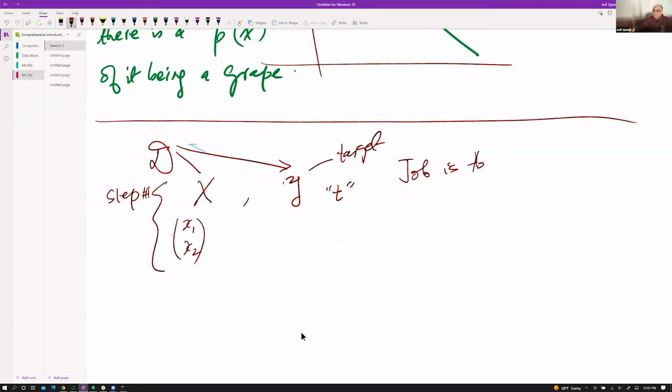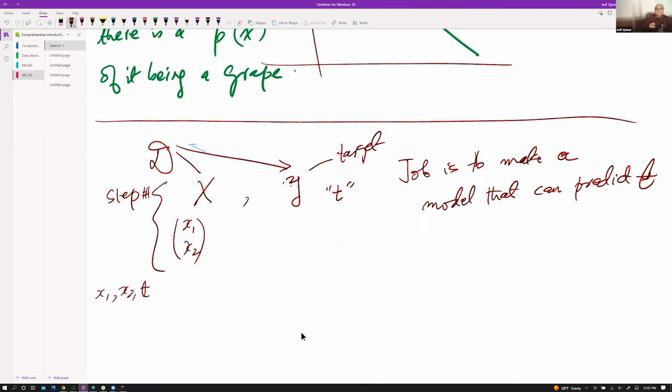Your job is to make a model that can predict T, in this case Y. It is convention, when you are writing code, to always represent the target variable as Y. It is the T column in the data, because your data comes as X1, X2, T.